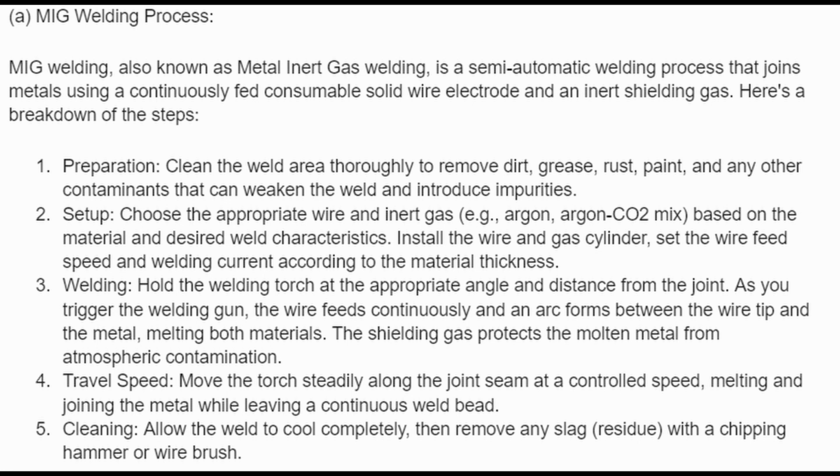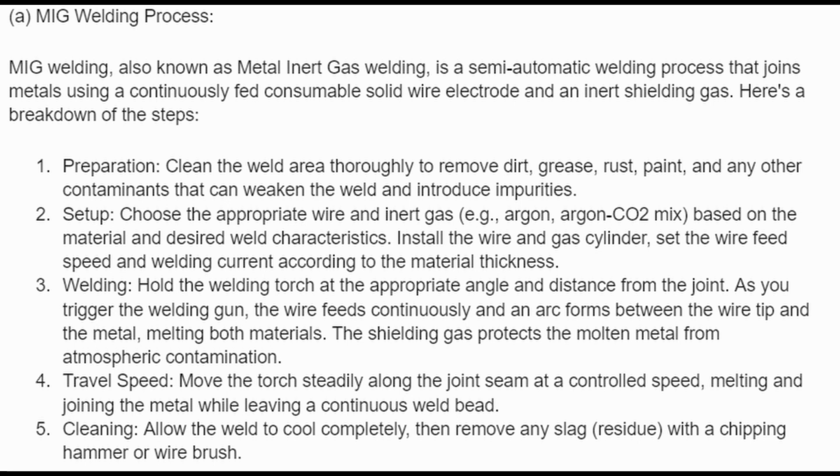A. The MIG welding process. MIG welding, also known as metal inert gas welding, is a semi-automatic welding process that joins metals using a continuously fed consumable solid wire electrode and an inert shielding gas. Here's a breakdown of the steps. 1. Preparation. Clean the weld area thoroughly to remove dirt, grease, rust, paint, and any other contaminants that can weaken the weld and introduce impurities.